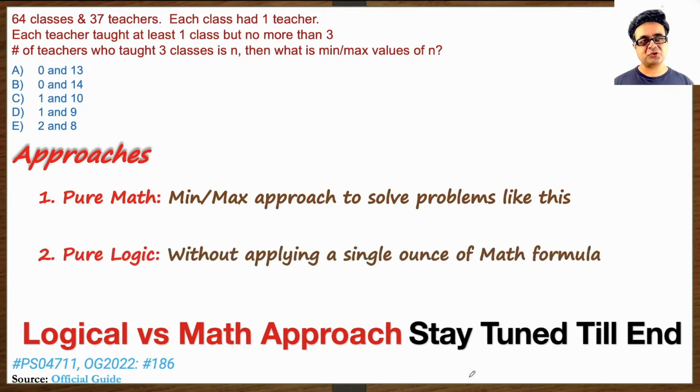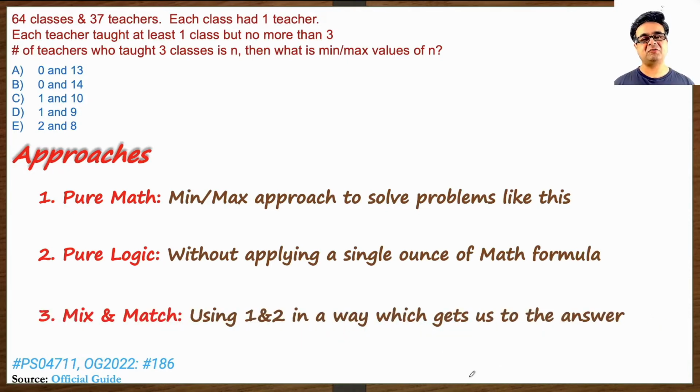The second approach we are going to take is pure logic. We are not going to apply that much math or equations. We are just going to use extreme logic, break the problem down into simple understandable steps and solve it with pure logic. And finally, we'll look at a third approach where we mix and match the math as well as the logic approach and somehow get to the answer.